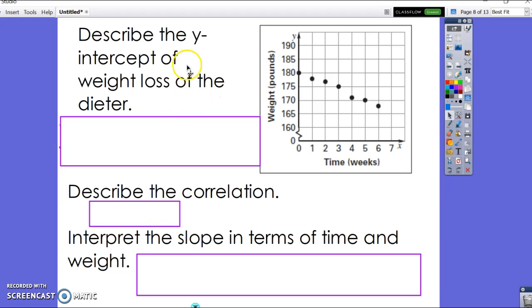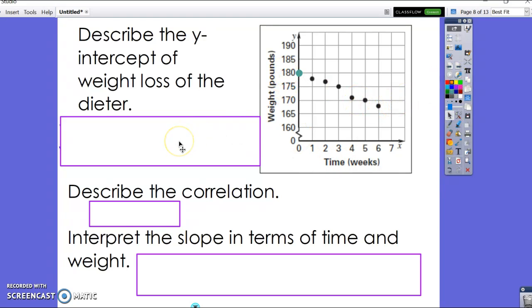So now would be a good time to pause the video and try to answer these questions for yourself. We want to start off by describing the y-intercept of weight loss of this dieter. So let's go ahead and find our y-intercept. It's way up here at 0, 180. So 0 is our time, 180 is our weight.